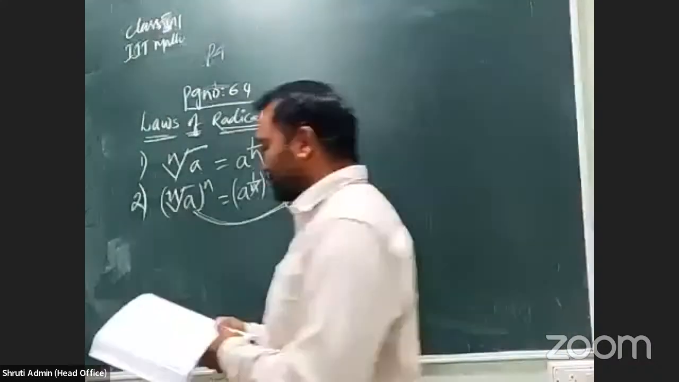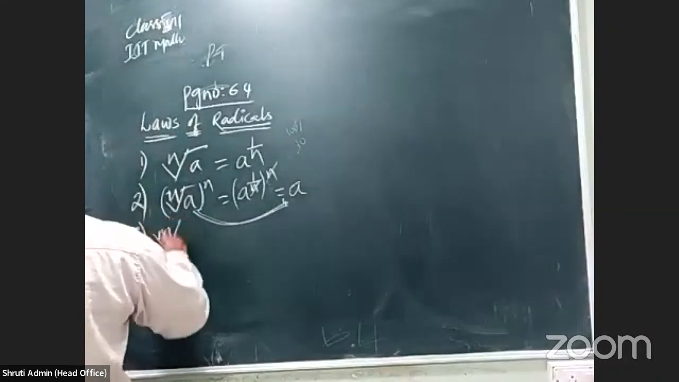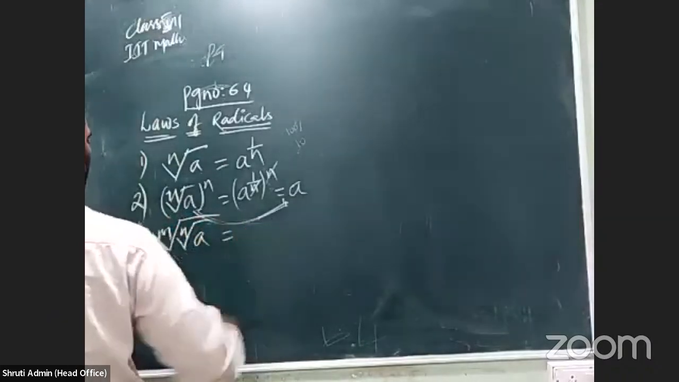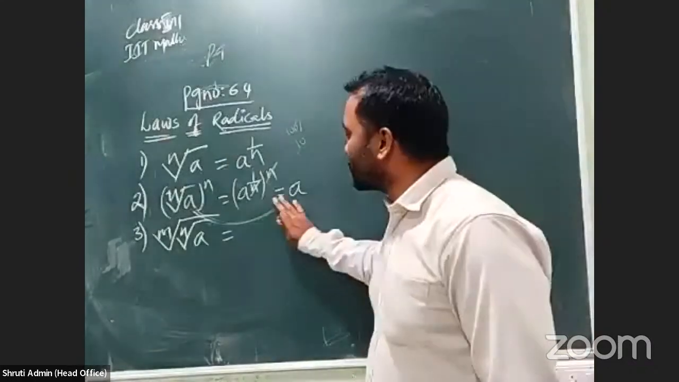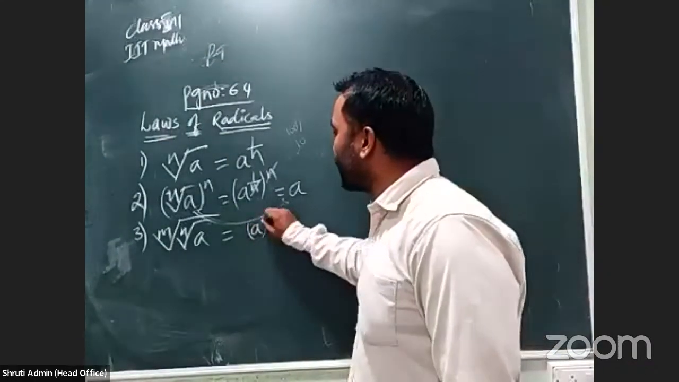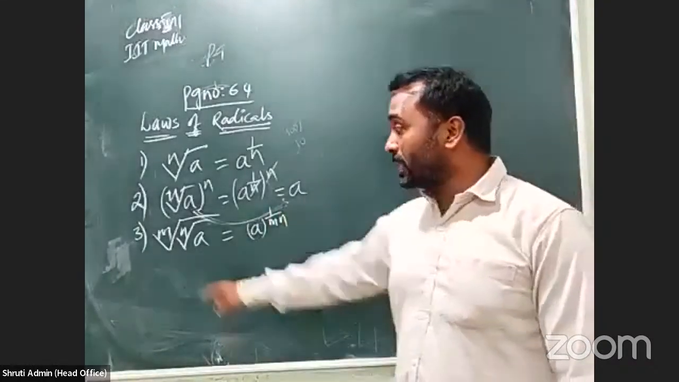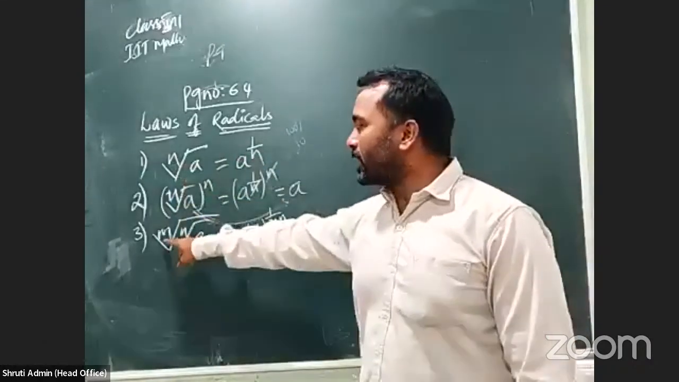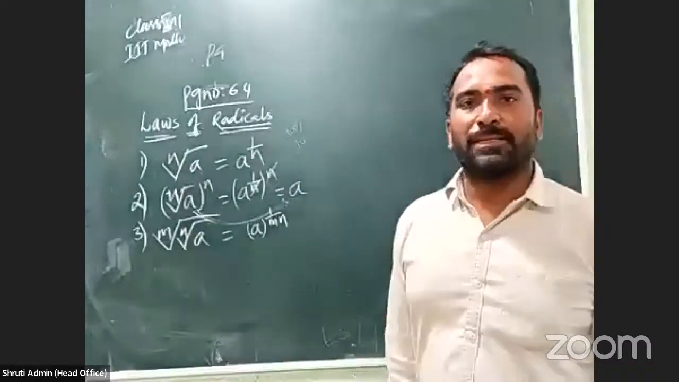Okay. So third, mth root of nth root of a. Sir, what is the shortcut for this formula? The shortcut is a power 1 by mn. That's all. Because when we remove this nth root, it will become 1 by n. Same here, the mth root also removes and becomes 1 by m. So a power 1 by mn is the answer.